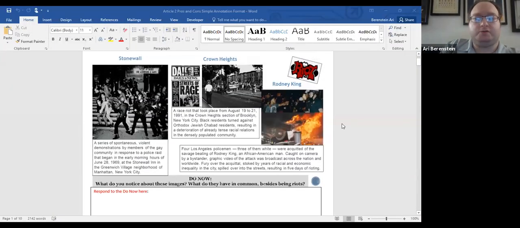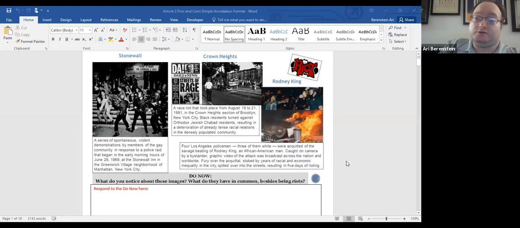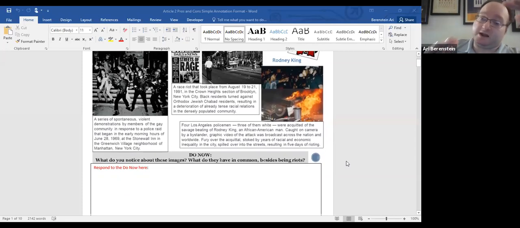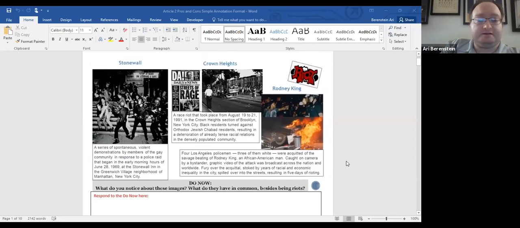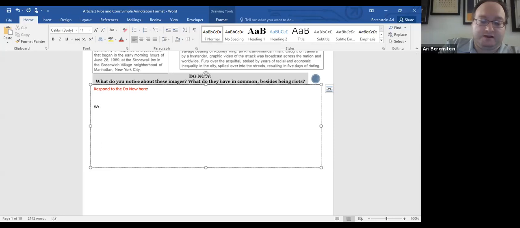Okay, when you open up your Microsoft Word document, I think this is the only option, the simple annotation format. I've now changed it so you can write more easily in the boxes, so that's the name of the Word document. There are no other documents besides the PowerPoint and this document. So again, the do now is repeated here for you. You would write your response here. Yep, if I click in the box, I can start writing my answer, right?